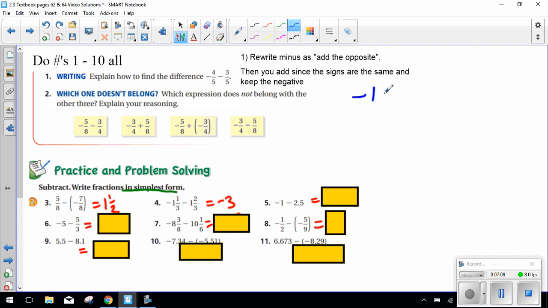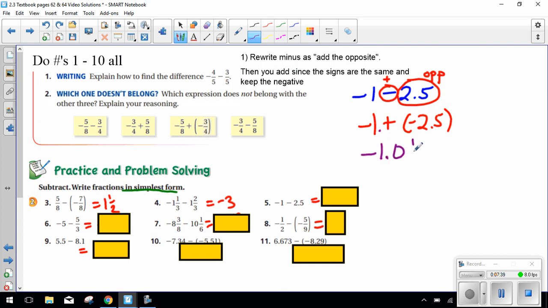So we have negative 1 minus 2 5/10. So we're going to rewrite this as add the opposite. So anywhere I see the operation minus, minus becomes plus. So negative 1 plus negative 2.5. In the number 1, the decimal point comes after, so I can write 1 as negative 1.0 plus negative 2.5, or 2 5/10.